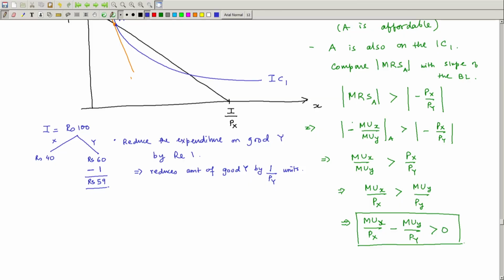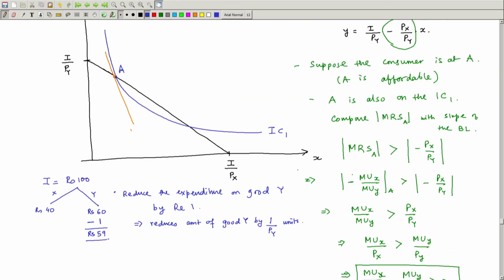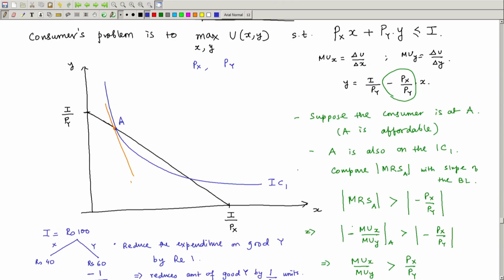But now you have reduced your expenditure on good Y by 1 rupee. So the amount of good Y that you are buying has gone down by 1 upon Py units. Now because the amount of good Y has gone down by 1 upon Py units, the delta Y essentially is 1 upon Py. Now keeping the amount of good X the same, if you decrease your expenditure on good Y by 1 rupee, you are going to get some amount less of good Y.